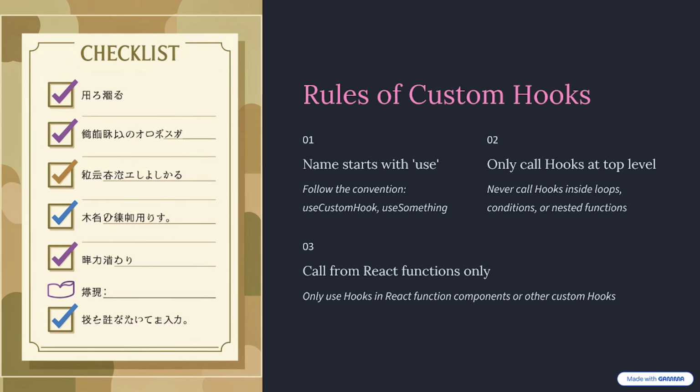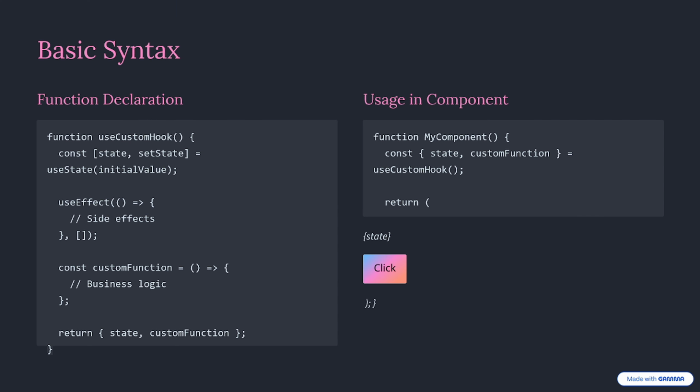Next, in step two: only call hooks at the top level. This is one of the basic rules. Never call hooks inside loops, conditions, or nested functions. This is one of the common things you should know. The third one is to call hooks from React functions only, and you can understand that.